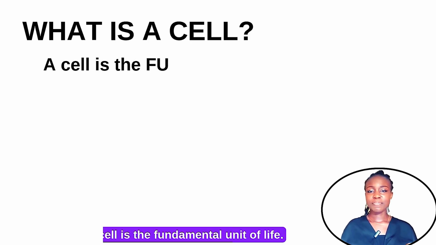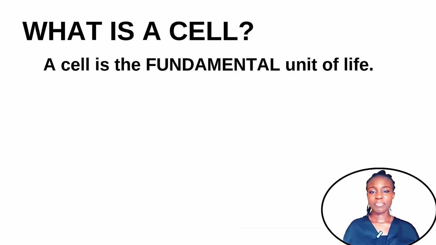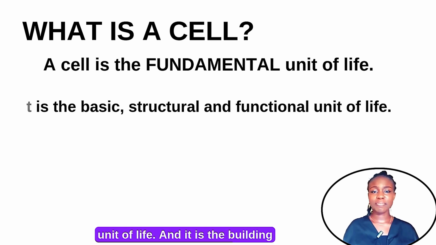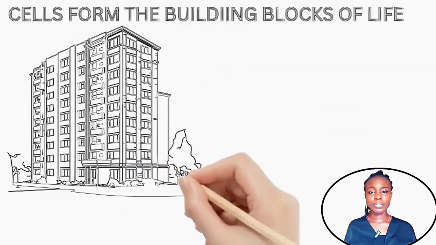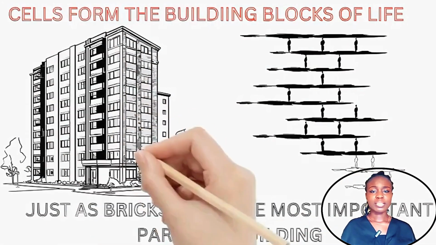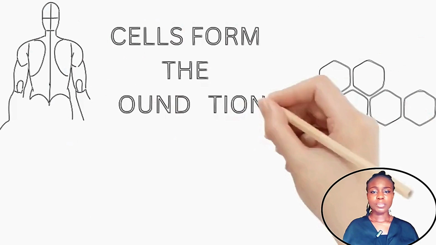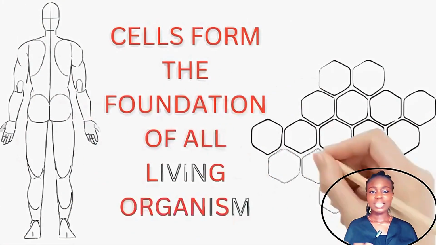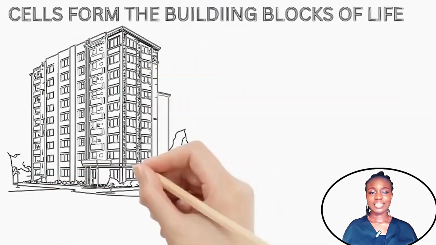A cell is the fundamental unit of life. It is the basic structural and functional unit of life, and it is the building block of all living organisms. Think of it like bricks in a building. Without those bricks, the building wouldn't stand. Similarly, without cells, life wouldn't exist.